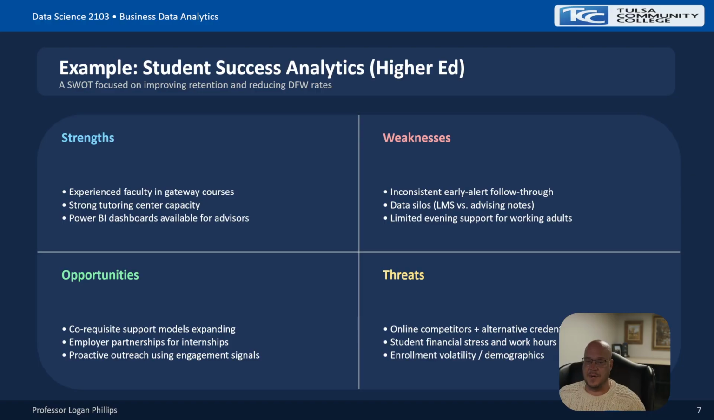And we have some external threats. We have online competitors and alternative credentials like micro-credentials rising. We have financial stress and work hours that are impacting our students. We have enrollment volatility and demographic shifts, people sort of starting to buy out of college. Those are headwinds that we at TCC don't control, but ignoring them is very, very expensive.